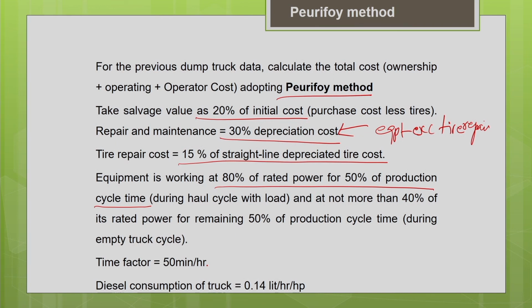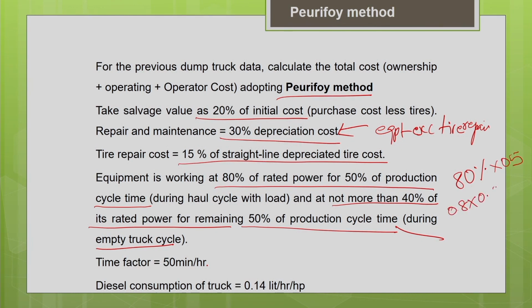But during the empty return cycle, when there is no load in the truck, that cycle time will be 50% of the total production cycle time. So during that cycle, it is functioning at not more than 40% of the rated power. During the haul cycle with the load, it is working at 80% of the rated power, and that cycle time is almost 50% of the total production cycle. So that means 0.8 into 0.5.